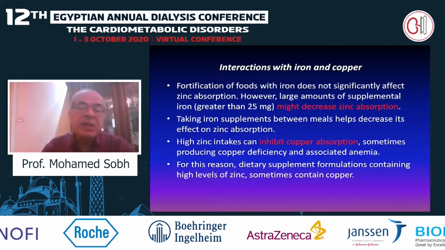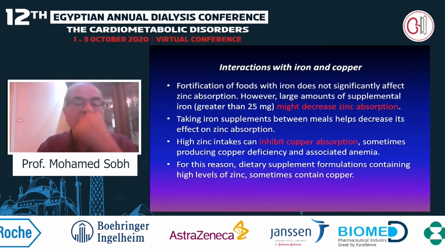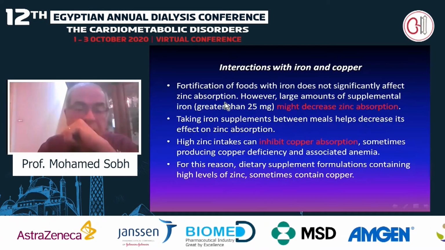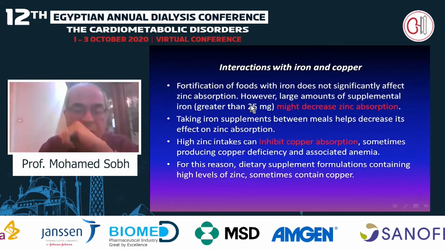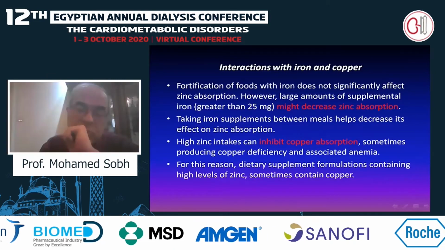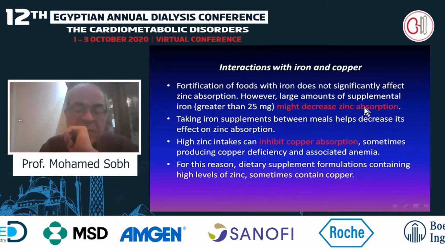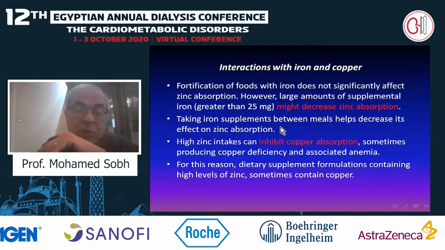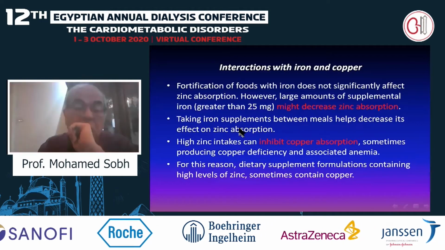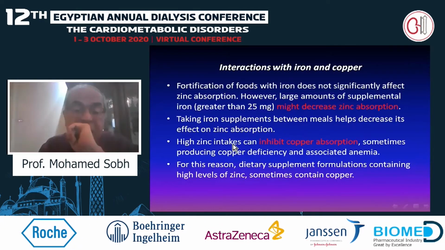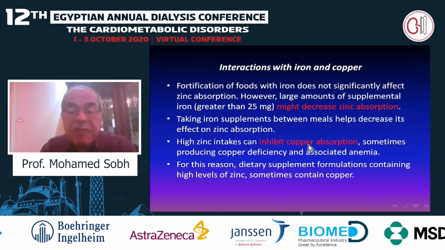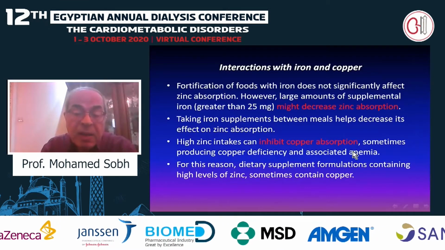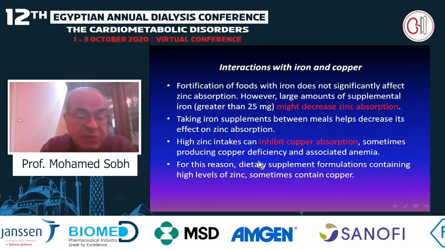What is the relation between zinc and iron and copper? We know when we give iron with food, it can inhibit zinc absorption. We have to be aware of this. So we can give iron in between meals. Also, if you give zinc in high amount, it can suppress copper absorption and manifest as copper insufficiency.